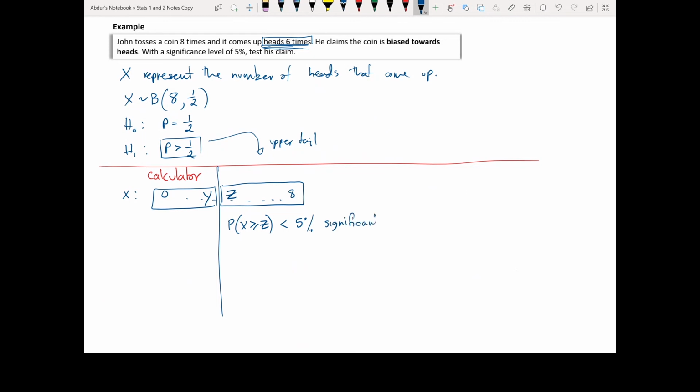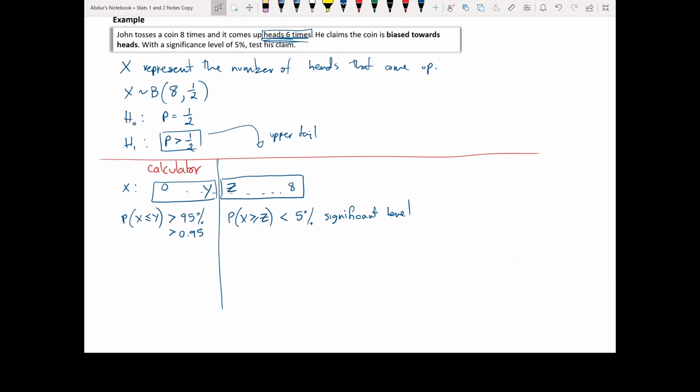So if we want this to be less than the 5% significance level, then on the left-hand side calculation, we want the probability of X being less than or equal to Y to be greater than 95%, or 0.95 as a decimal. Okay, so let's work with the left-hand side since that's what our calculator does.